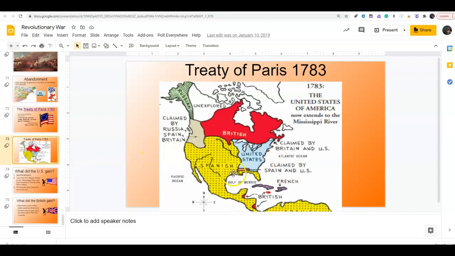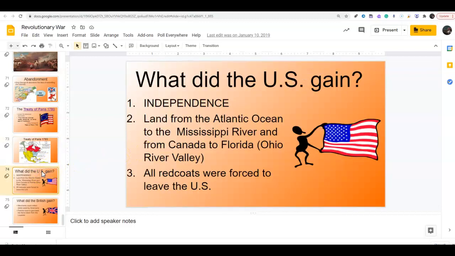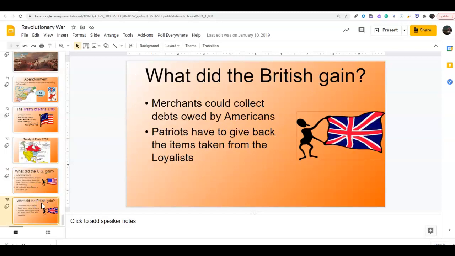So it kind of looks like this. In future months, we will talk about this land here as America begins to expand westward. We gained independence, all the land east of the Mississippi, all the redcoats were forced to leave, and the British were supposed to get paid back for the stuff that we stole or things that we owed them, but really Americans didn't pay them very much.